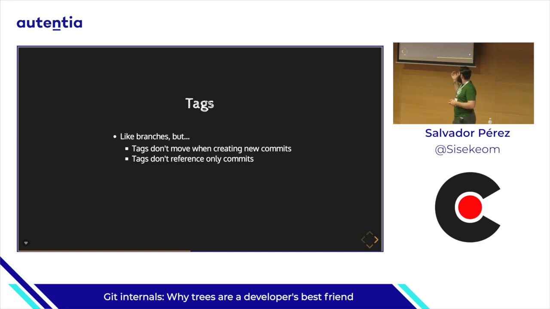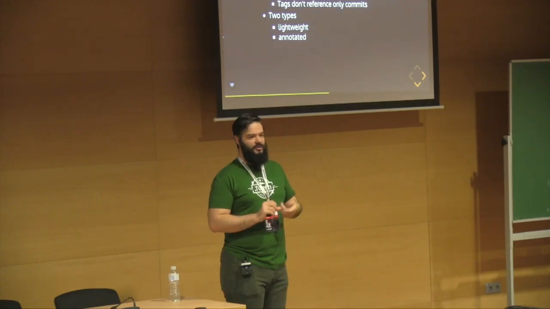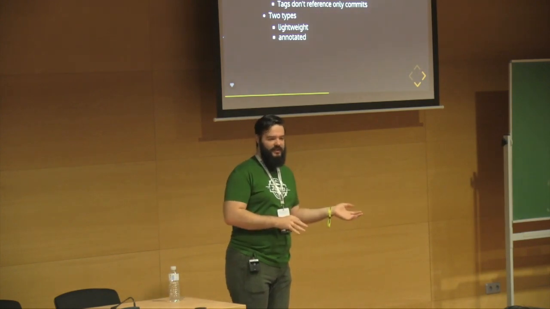Tags are like branches, but they don't move. That's all there is to tags, well, with a couple of catches anyway. There are two types of tags. The ones called lightweight tags are only a file containing an object SHA1. And notice I didn't say a commit SHA1. You can do tags on blobs. You can do tags on trees. You can do a lot of black magic with that.